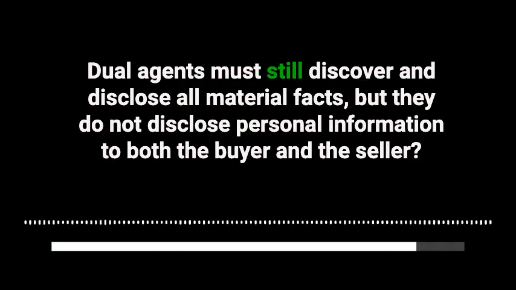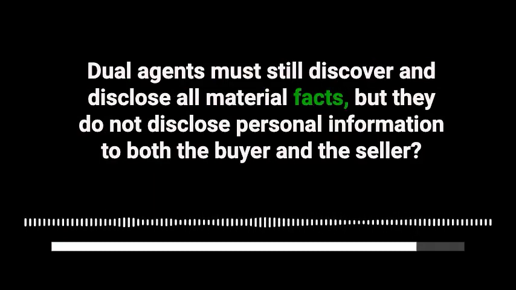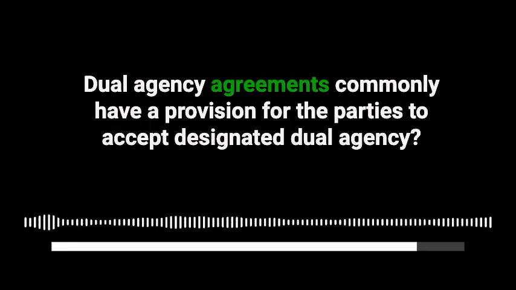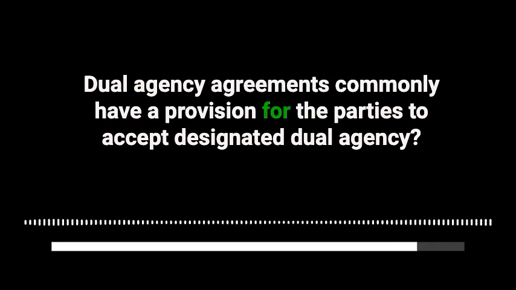Dual agents must still discover and disclose all material facts, but they do not disclose personal information to both the buyer and the seller. True. Dual agency agreements commonly have a provision for the parties to accept designated dual agency.